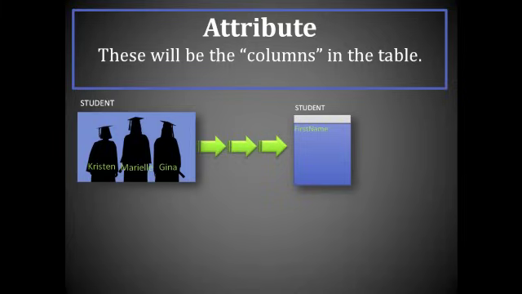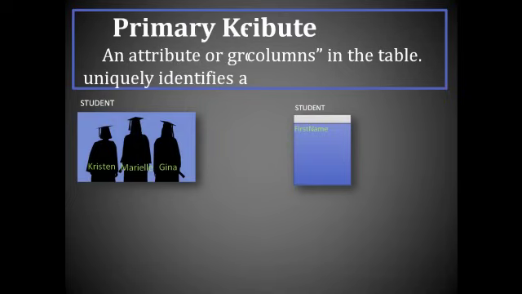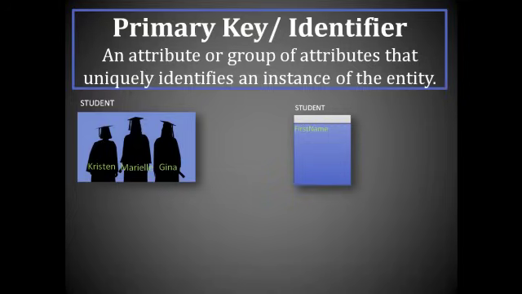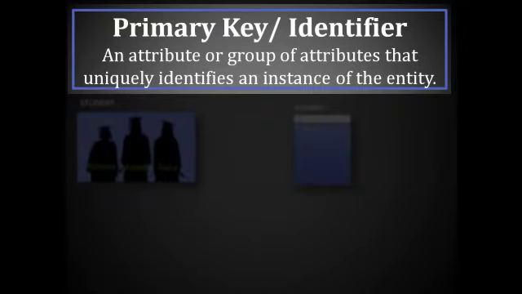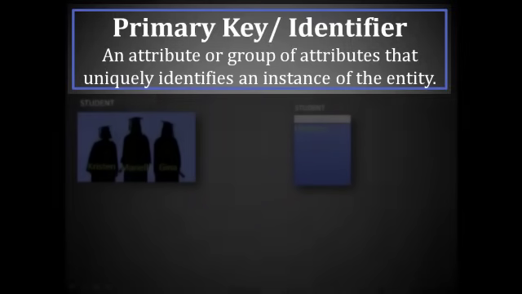But they don't have to be, meaning that each student can have their own name, but if there are two students with the same first name, it is still okay. That makes sense. Good, because that brings us to the next part, primary keys. A primary key is an attribute or group of attributes that uniquely identifies an instance of the entity.